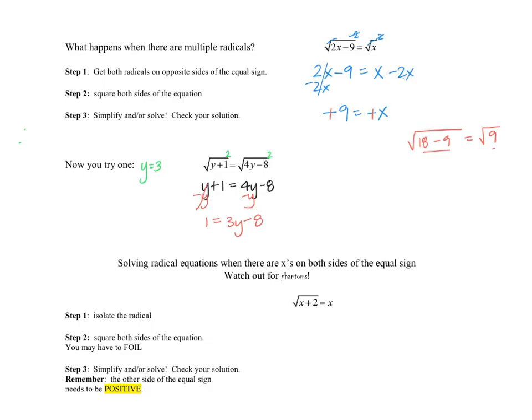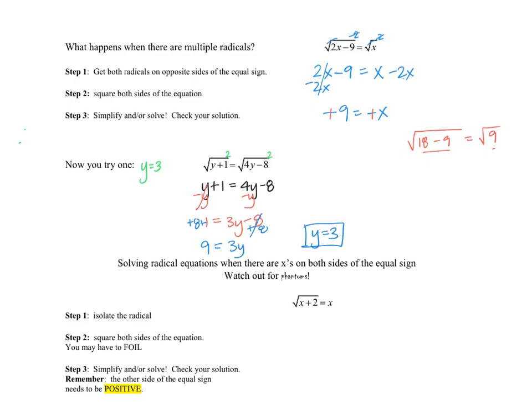And then I'm going to bring my actual numbers to the other side by adding 8 to both sides. And I'm going to get that 3y is equal to 9. By dividing by 3, I will get that y equals 3. And if you plug it in to check, it completely works.